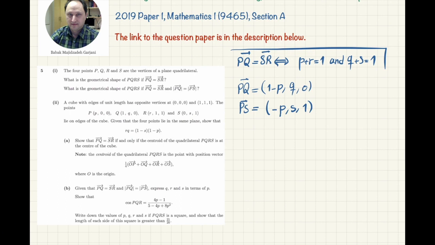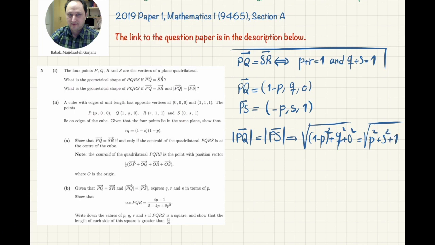That's okay. But now I know an extra condition here, that the lengths of these two vectors are supposed to be the same. So it means that the norm of PQ, the length of PQ, is equal to the length of PS. So then the square root of (1 minus P) to the 2 plus Q to the 2 plus 0 to the 2 is equal to the square root of minus P to the 2, which becomes P to the 2, S to the 2, and 1 to the 2, which is 1. And then it implies that what I have under the square root signs are the same.